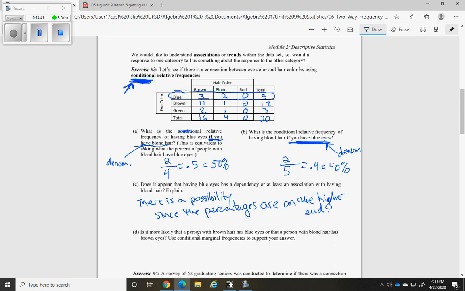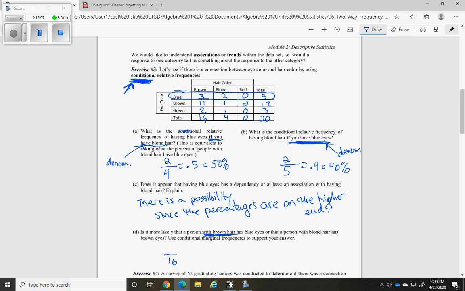So is it more likely that a person with brown hair, so that's your denominator, you have to have brown hair. I'm always going to underline what the denominator is. Maybe that's how I'll always do it. You have to have brown hair. There's 16 people with brown hair. So they're asking, is it more likely that the person with brown hair has blue eyes?